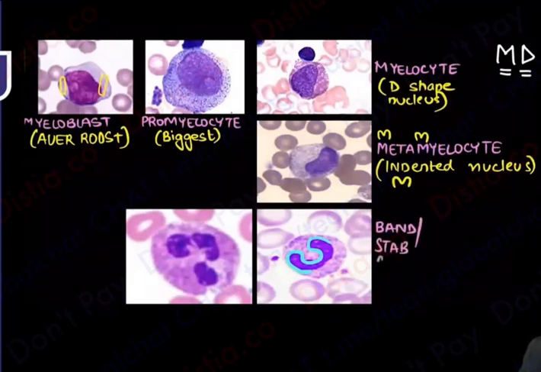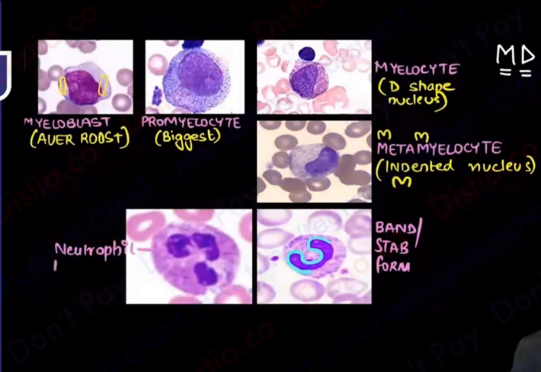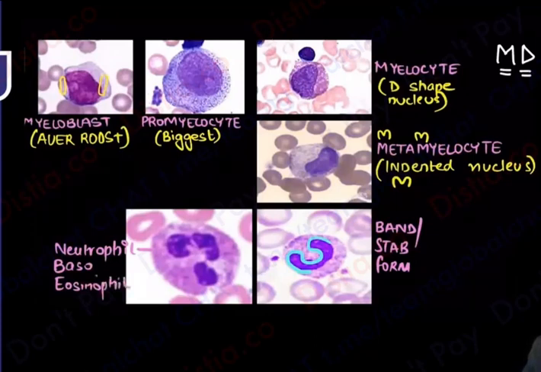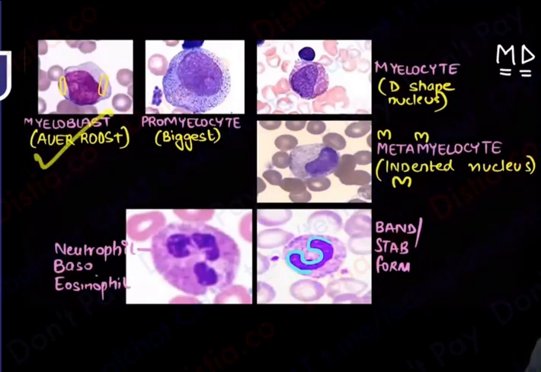We call it a band or a stab form because you can see how it's looking only like a band. And finally, what I have over here is a neutrophil. In this picture, I have a neutrophil, but what all could have been formed? Neutrophil could form, basophil could form, eosinophil could form, any of these things will form. So now you will ask me, how do you decide? You started your journey from myeloblast. How will this myeloblast know that later on I have to form neutrophil, basophil, eosinophil?